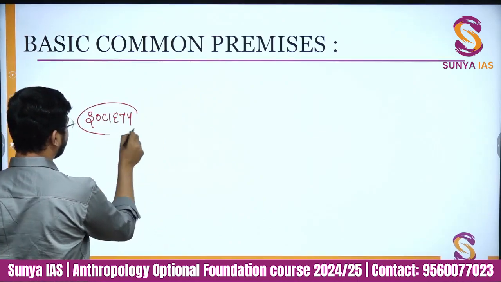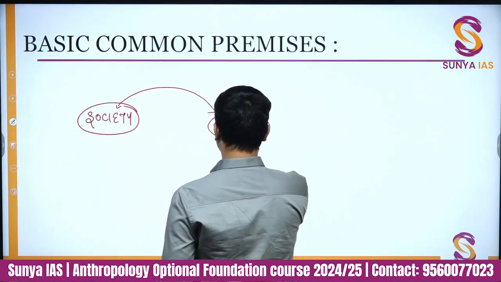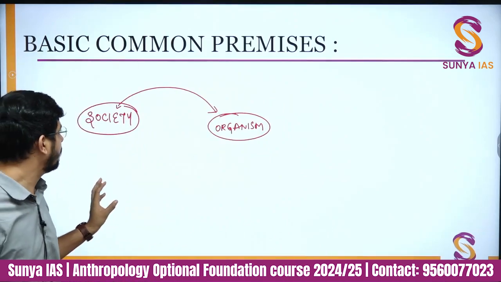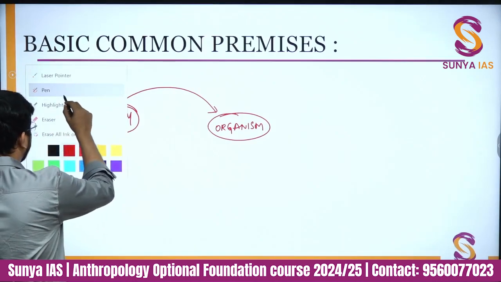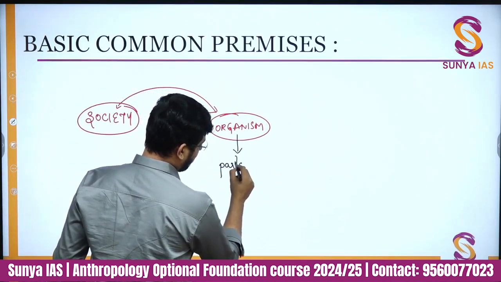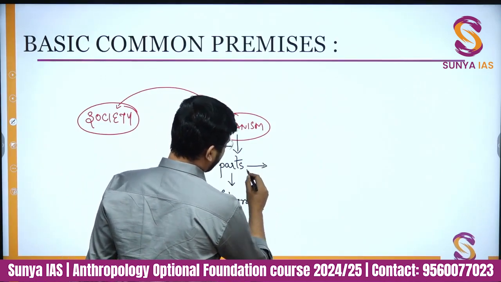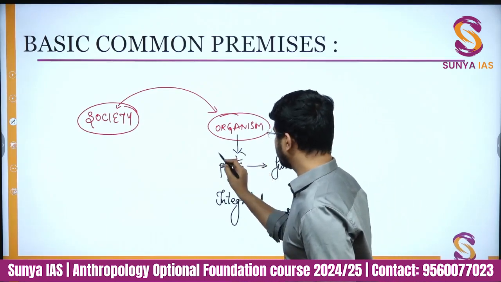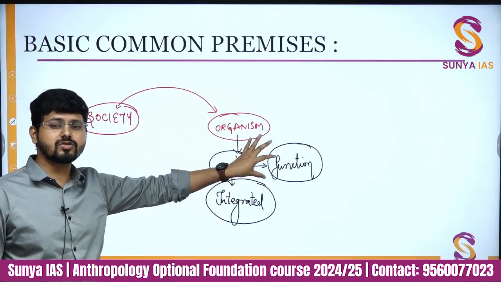By taking that similarity, Radcliffe Brown tried to give a structural functionalist view, and Malinowski gave a cultural functionalist view. Now, what were the premises of cultural functionalism? What were the assumptions that he made? The assumption is that an organism has parts, these parts are integrated, and parts contribute to making some function. This was the understanding given by Emile Durkheim, and now this concept has been used by two people differently.